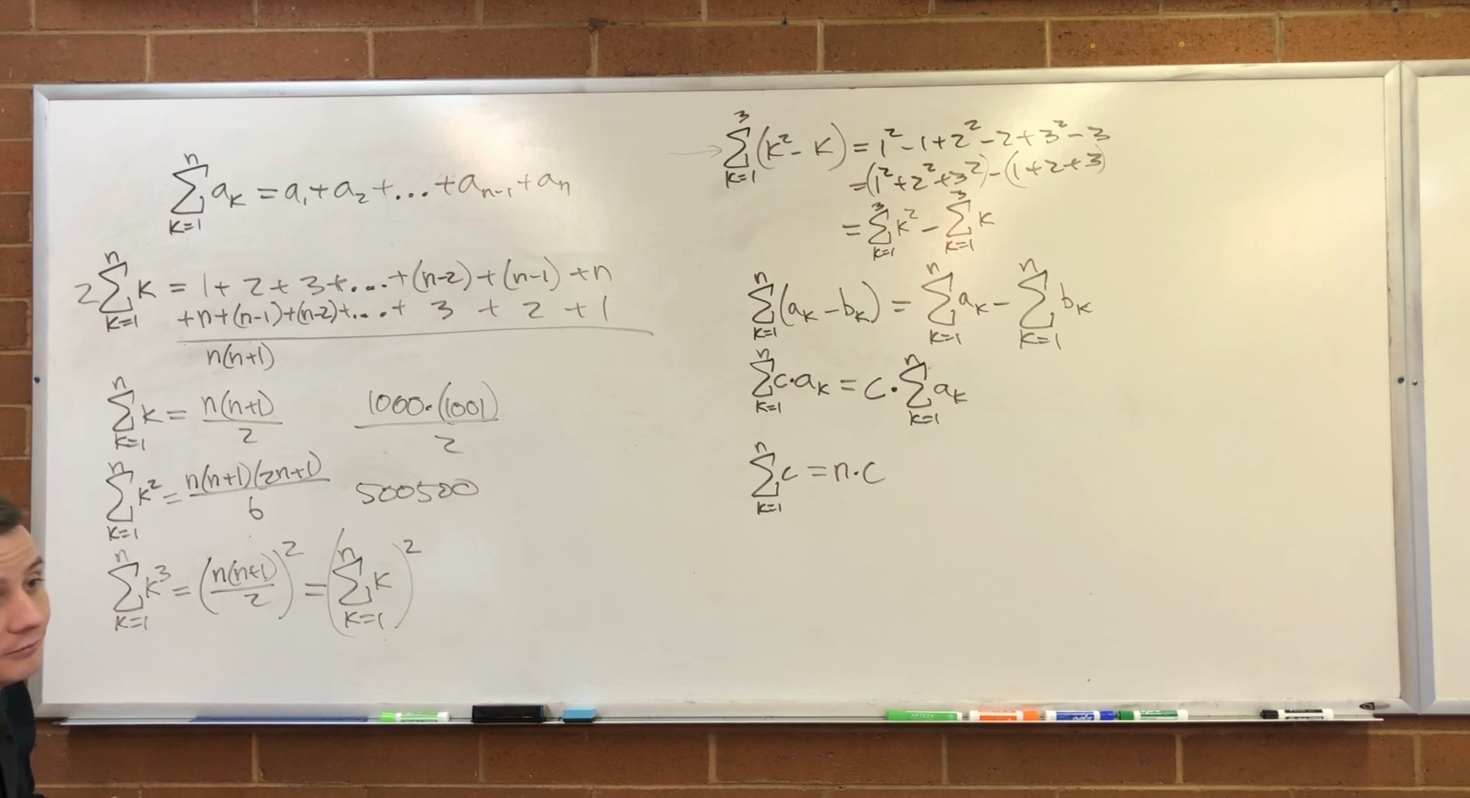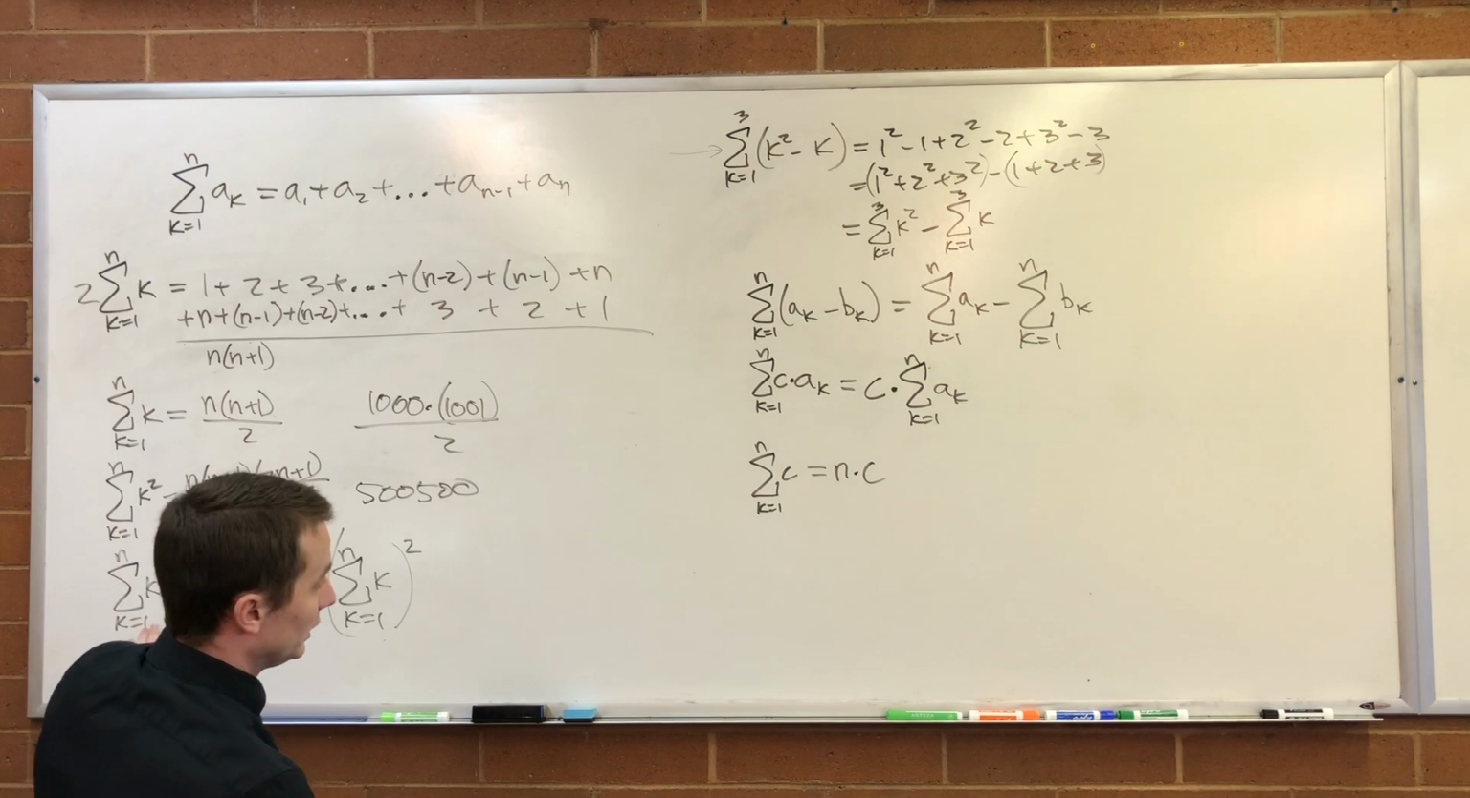What if it's rooted? Like the k is rooted instead of squared? We won't be dealing with that. So these are the 3 that we'll be dealing with.